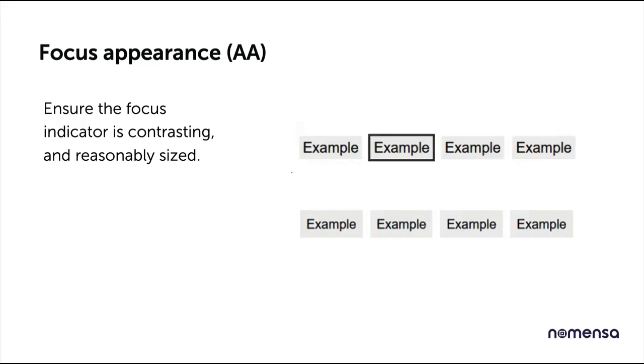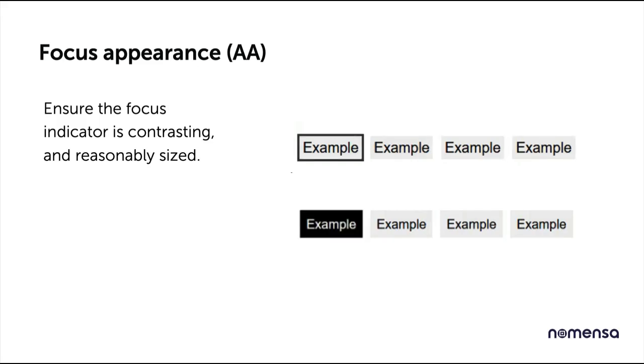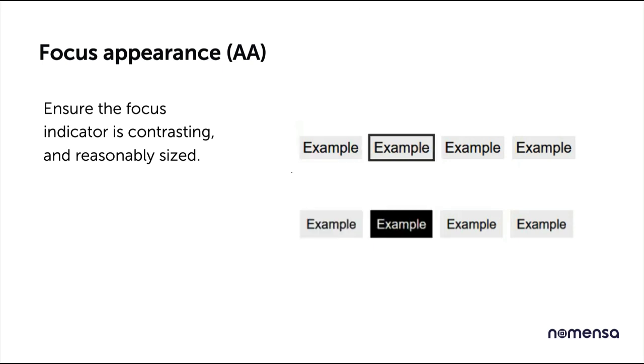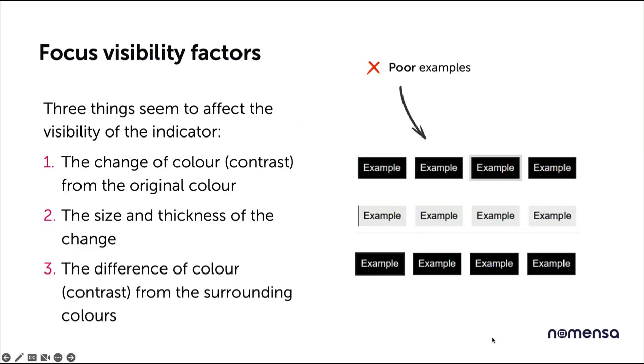So focus appearance is a new success criterion in WCAG 2.2, proposed at this stage, not published yet. The idea is to ensure the focus indicator is contrasting and reasonably sized. It builds on focus visible from WCAG 2.0, which didn't really define what visible was. And in working on this, there seem to be three main factors for the visibility of a focus indicator.